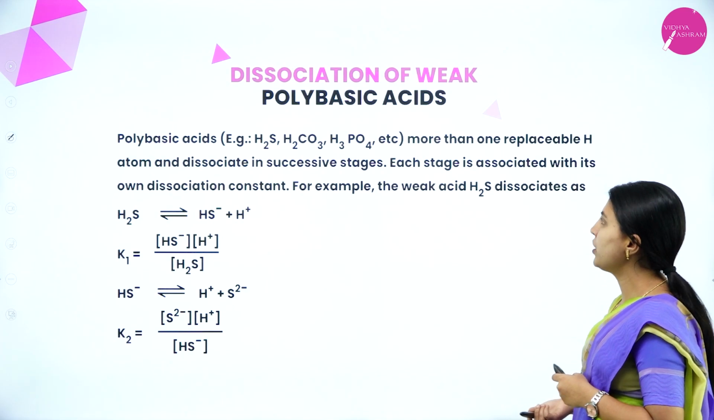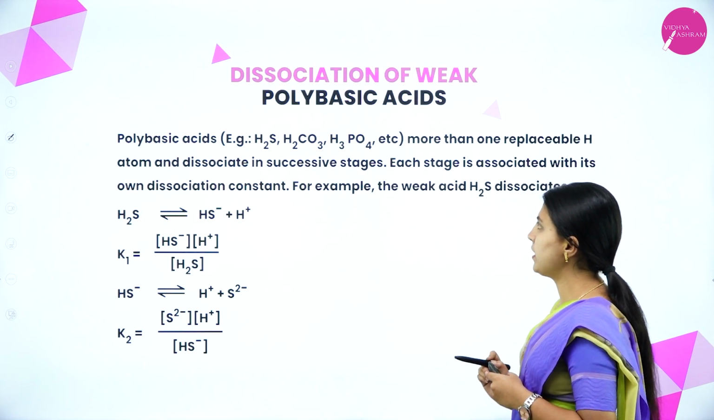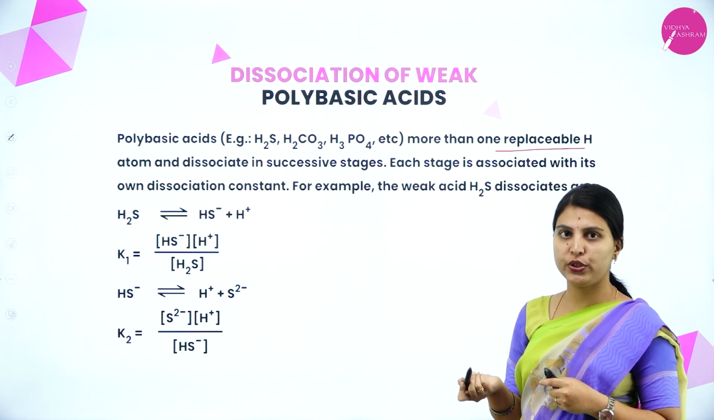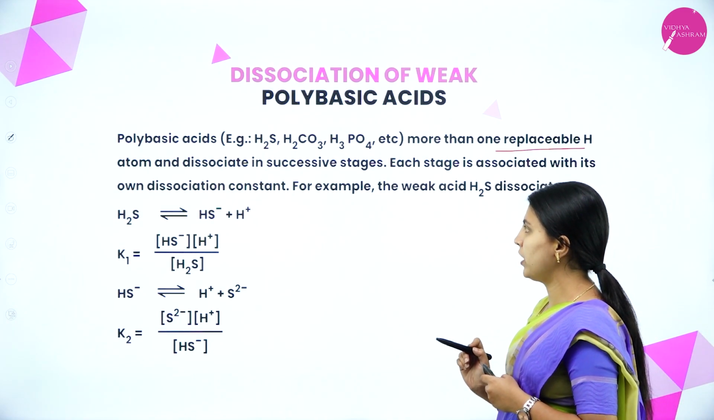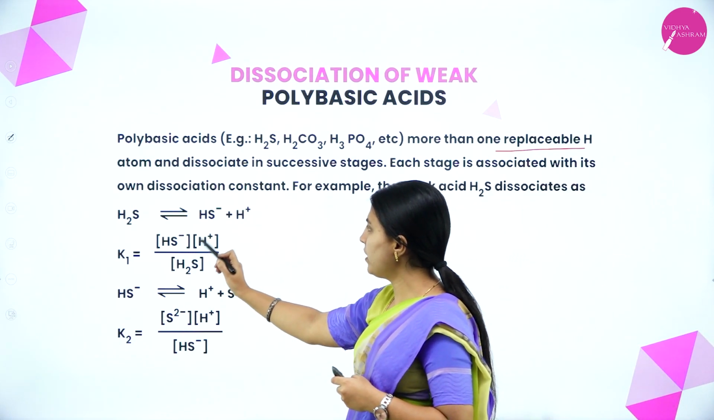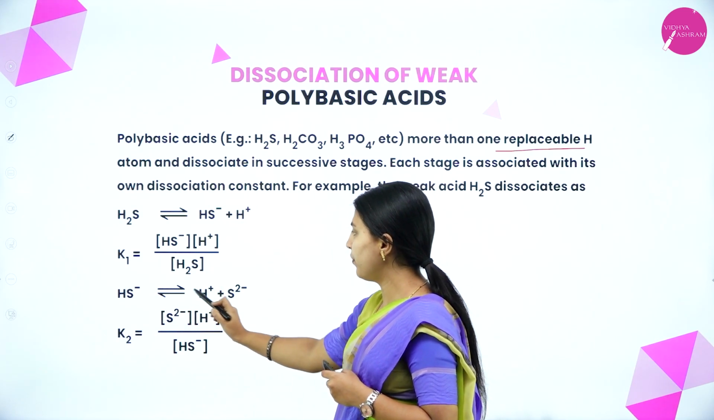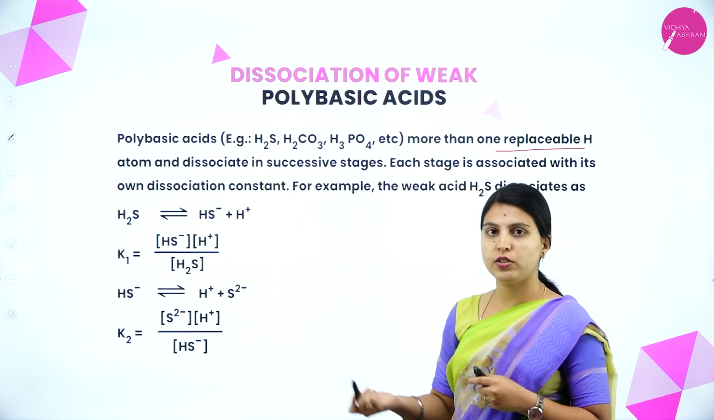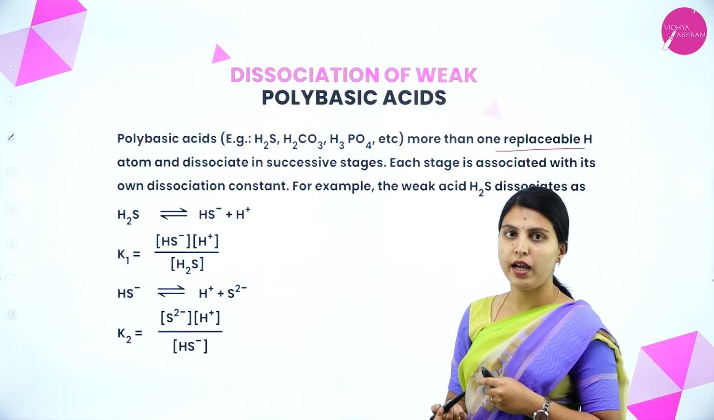Next, dissociation of weak polybasic acids. Polybasic acids means H2S, carbonic acid, phosphoric acid, etc., with more than one replaceable hydrogen atom, like H2SO4. Each stage is associated with its own dissociation constant. For example, the weak acid H2S dissociates as H2S gives rise to HS minus plus H plus. This is the first, K1. Next HS minus gives H plus plus S2 minus. This is the second level. Dissociation takes place two times, depending on the number of replaceable hydrogen atoms.